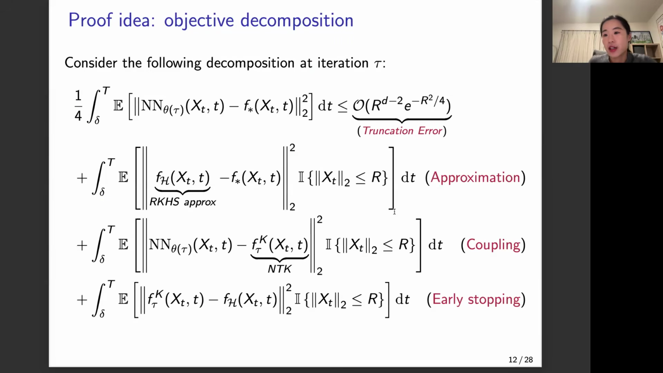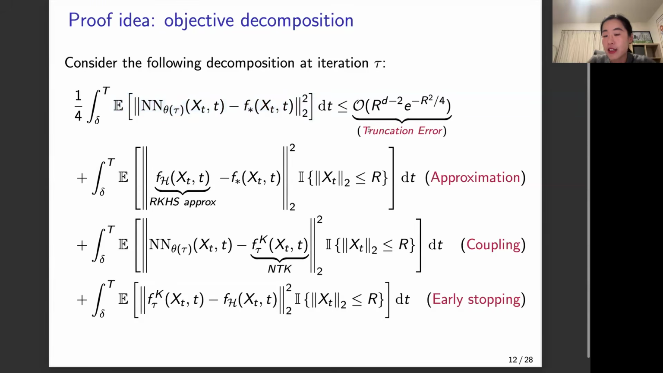So in terms of the details of the proof, in order to control the gap between the target function and the output of the neural network, we upper bound this error term by 4 terms.